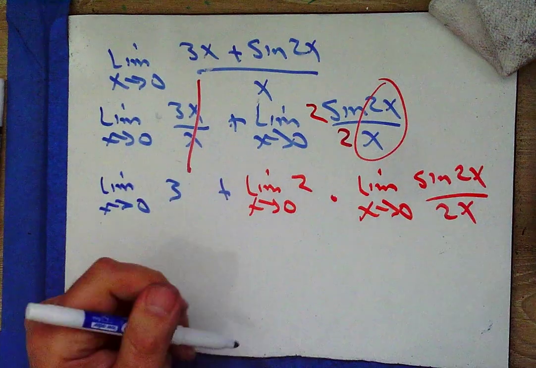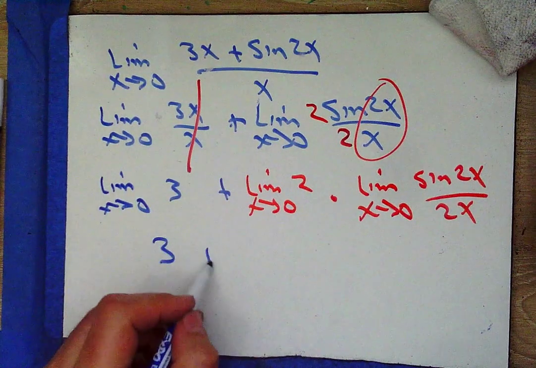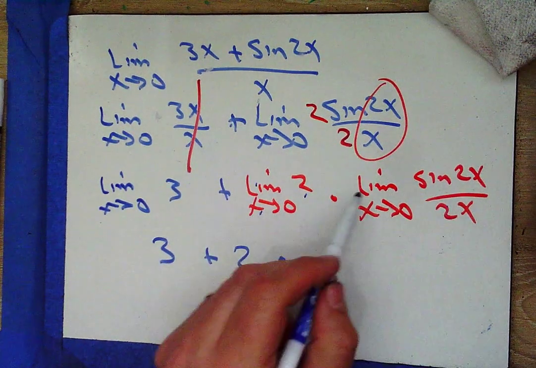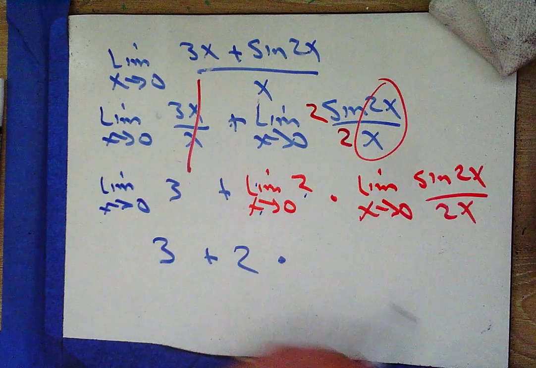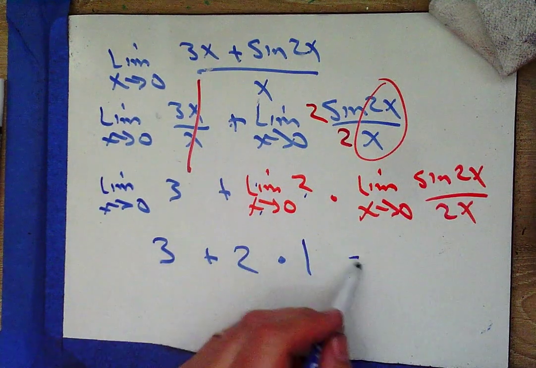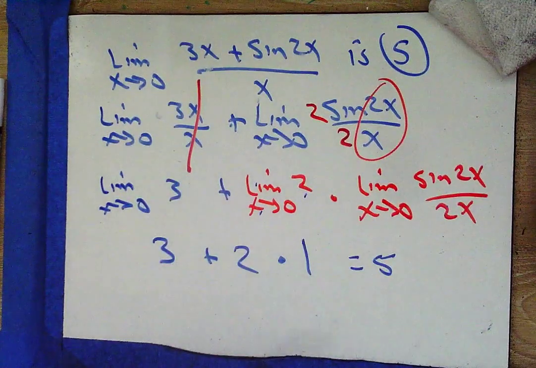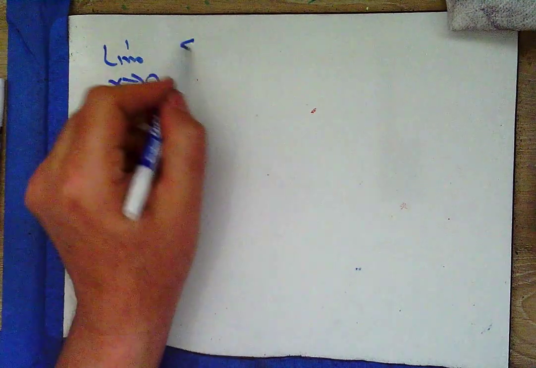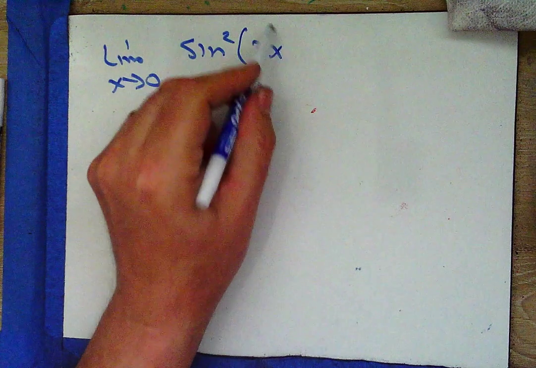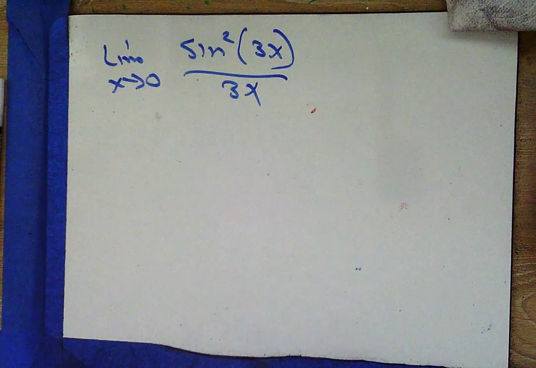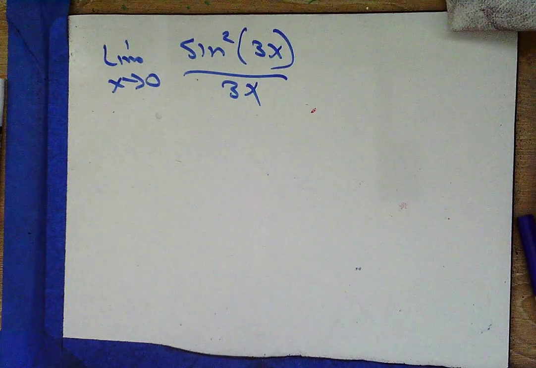All right, so what do we know? We know the limit of a constant is that constant. And over here, the limit as x approaches 0 of sine u over u is 1. So I get 3 plus 2, 4, 5. This limit is 5. Okay? What about this one? The limit as x approaches 0 of sine squared 3x over 3x. All right, why don't you give this one a try? Come back when you're done or if you're stuck.